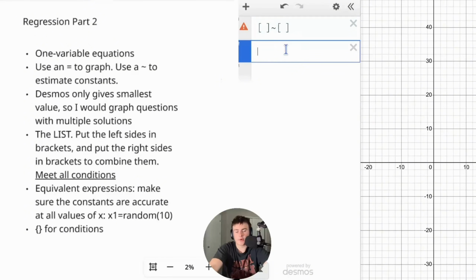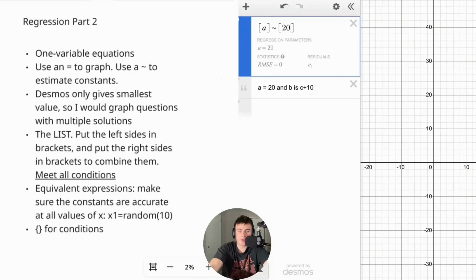So for example, let's say the question told you, I don't know, A equals 20, and B is C plus 10 or something. This doesn't even make sense, but this is how you do it, right? A on the left, right side 20, you got to match it.